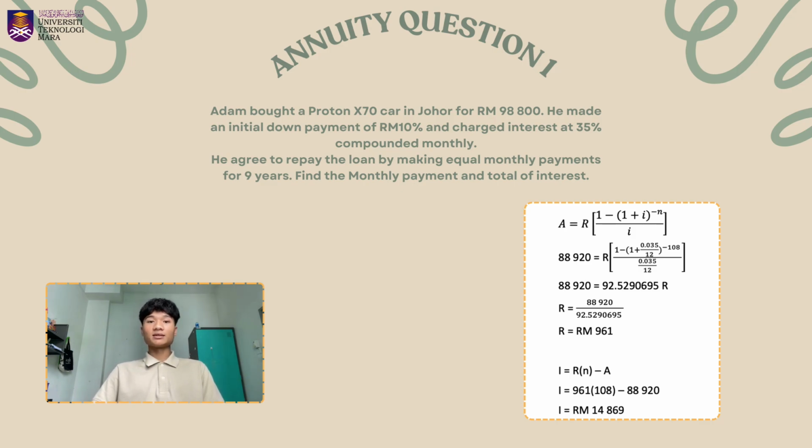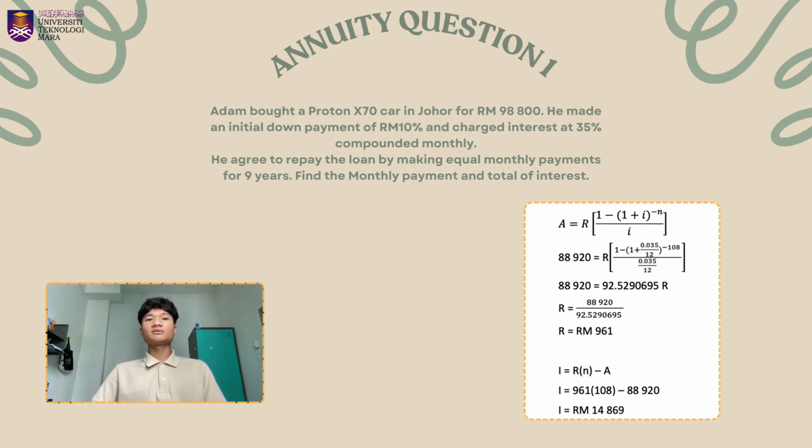So for this question, we will use the loan formula. So we put the value into the formula and we will get 88,920 equal to 92.5290695 R. So we move the R, we will get R equal to 88,920 divided by 92.5290695. So the answer we get 961 ringgit.